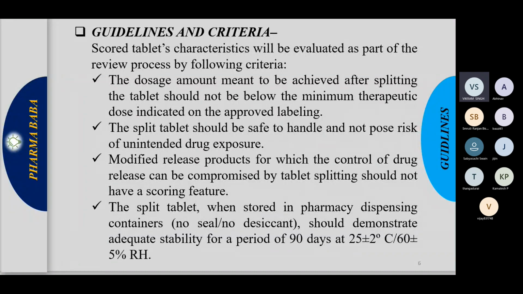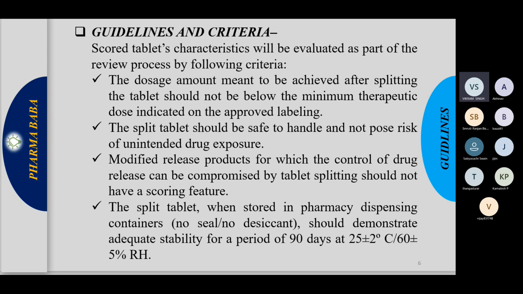Very clear from that. Then modified release products for which the control of drug release can be compromised by tablet splitting should not have a scoring feature. Many modified release products are ones where the matrix decides the drug release. So by splitting, if that matrix is weakened and unintended drug exposure is increased, then the scoring feature should not be present there. So these things should be kept in mind while giving the scoring. Okay. Apart from that, the split tablet when stored in a pharmacy dispensing container, this is an orange container and doesn't have any seal. You can easily search on Google to see the image.